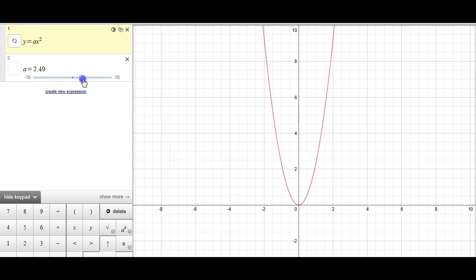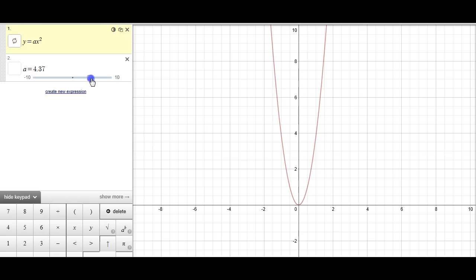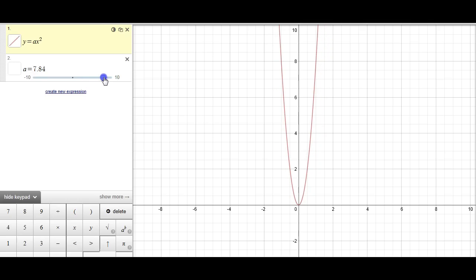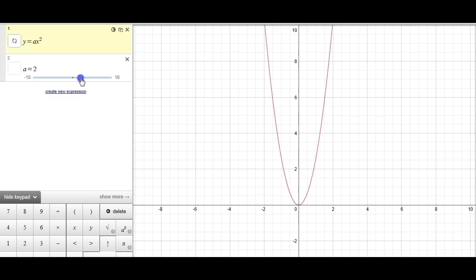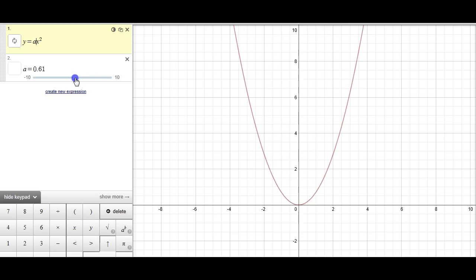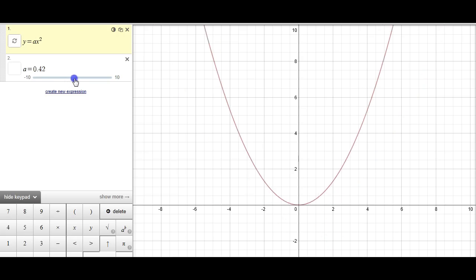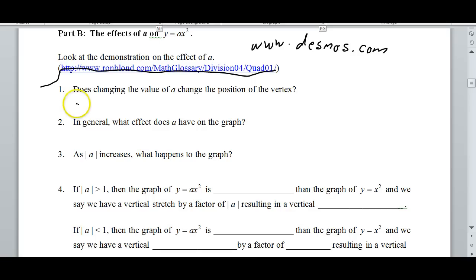I want you to watch what happens as I slide this, increasing the value of a. We can see the parabola is changing shape. Decreasing the value of a, notice what's happening, and as it becomes negative, notice what happened. Okay, so let's answer the questions. Does changing the value of a change the position of the vertex? No. In general, what effect does a have on the graph? It changes the width of the parabola.